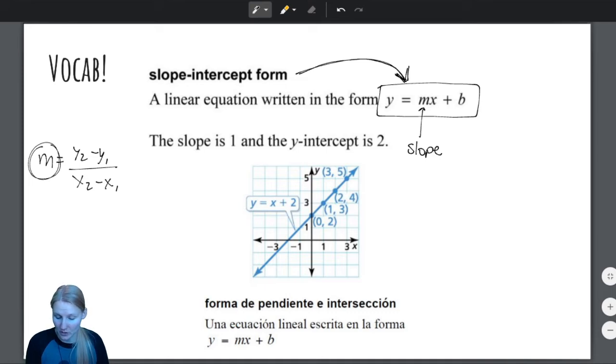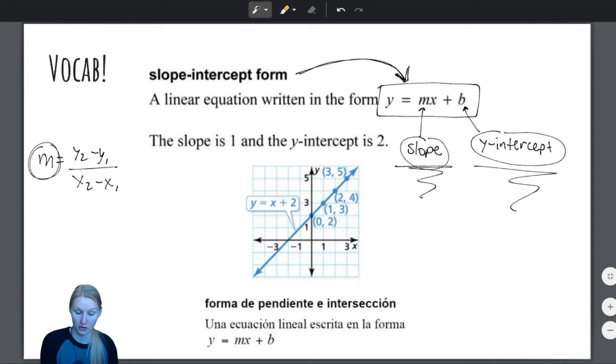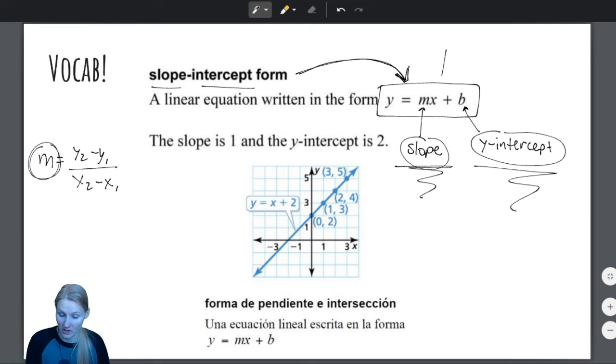In slope-intercept form, m is still the slope. And b is the y-intercept. Now you see why it's called slope-intercept form. Slope-intercept form, because inside of this form I have slope and an intercept.